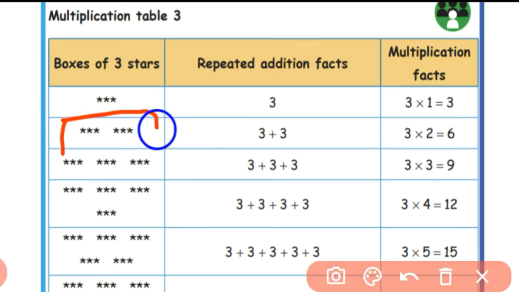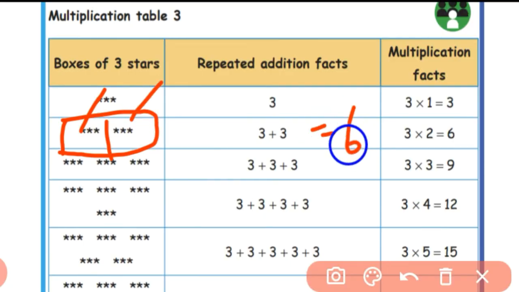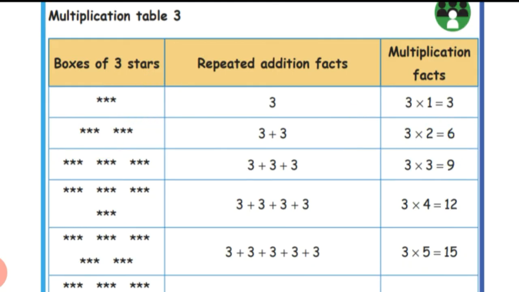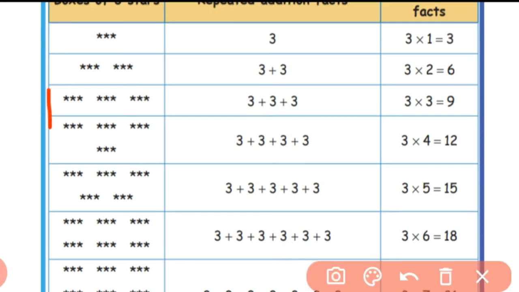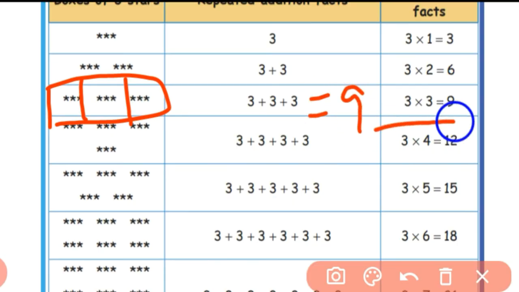See next, 3 plus 3. 3 plus 3 is equal to 6. Multiplication fact is 3 into 2 is equal to 6. Number of stars is 3 and number of groups is 2. 1, 2. So, total number of stars is 6. Like that, see 3 into 3, 3 plus 3 plus 3 is equal to 9. Multiplication fact is 3 into 3 is equal to 9.